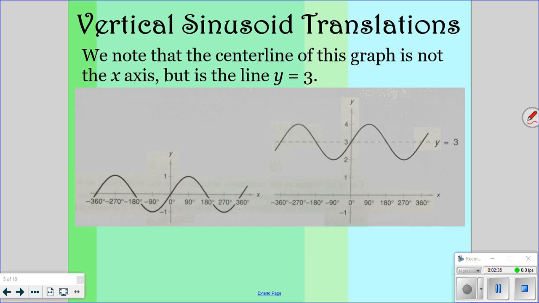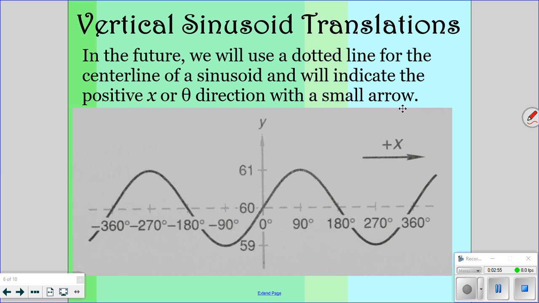Whenever we graph sinusoids and they're at the origin, we make this a solid line here. But on this one, we're not going through the origin, we're going up here. And so they make a dotted line for the center line. And so typically they're not going to do one like this. They're just going to do this. They're not going to show you the origin on your graph. They're just going to say, here's our center line, and the positive x or positive theta is going this direction. So they're just going to condense only to the part that we need to be looking at.